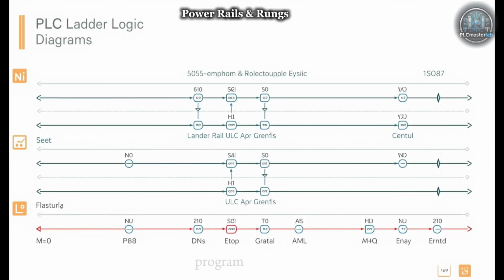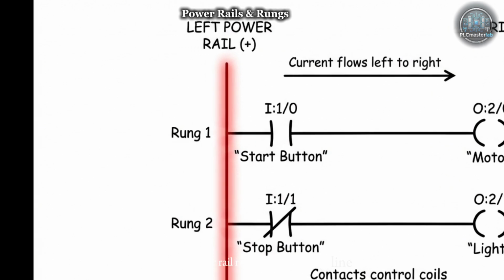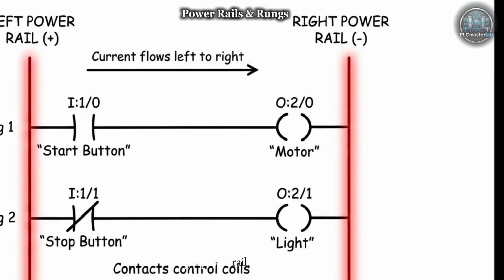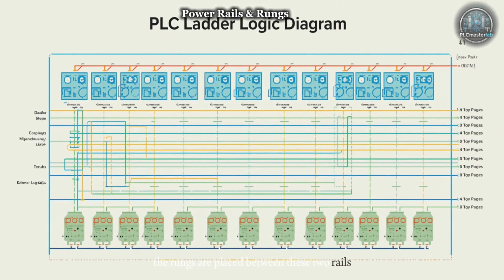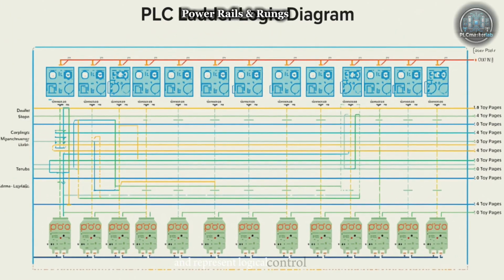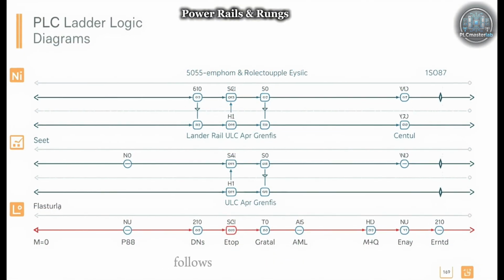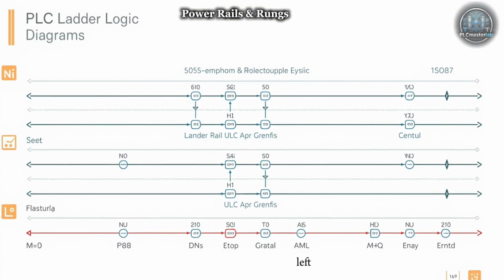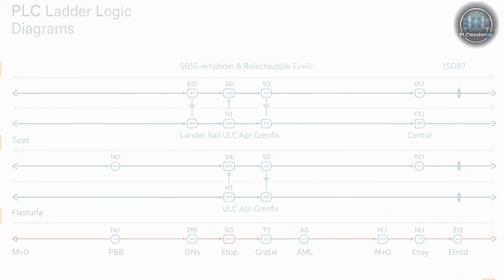A ladder logic program consists of two vertical lines, called power rails, and multiple horizontal lines known as rungs. The left power rail represents the supply line, and the right power rail represents the return line. The rungs are placed between these two rails and represent logical control paths. Each rung works independently and follows a logical flow from left to right, similar to the flow of current in electrical circuits.